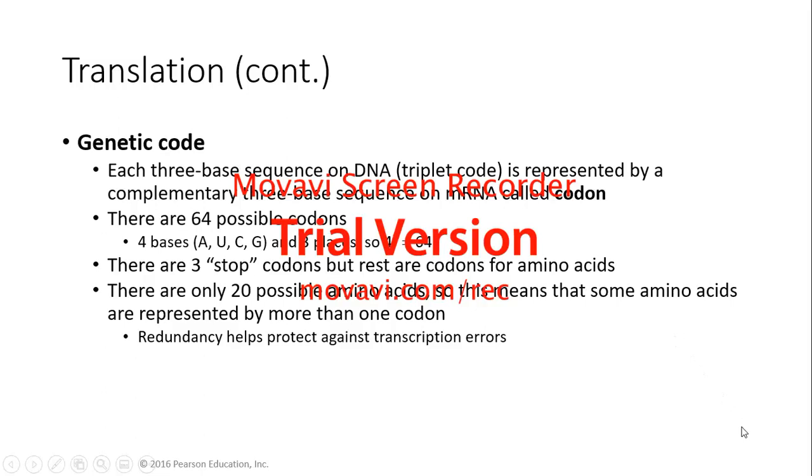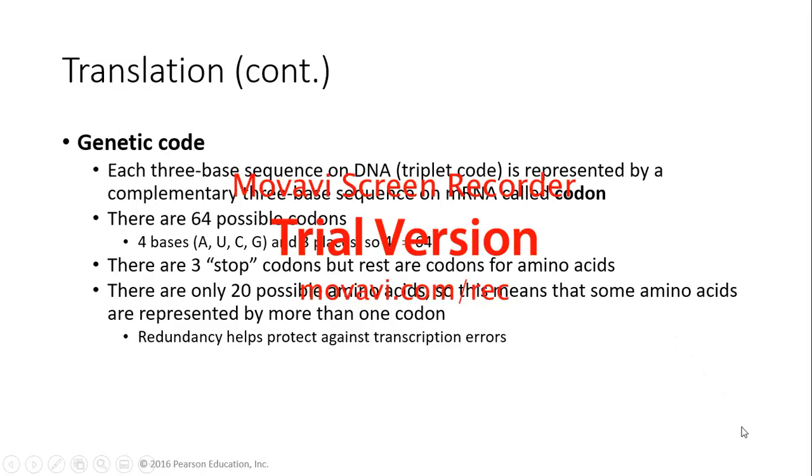A sequence of DNA is represented by a complementary three base sequence of messenger RNA, which is called a codon. There are 64 possible codons, but there are also three stop codons. There are only 20 possible amino acids, so there's a lot of redundancy. You have a lot of different codons that essentially code for the same amino acid.